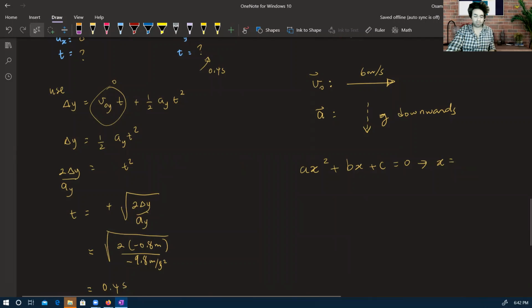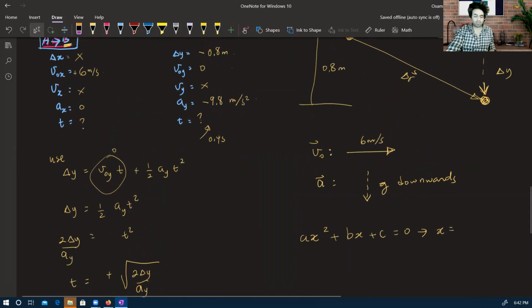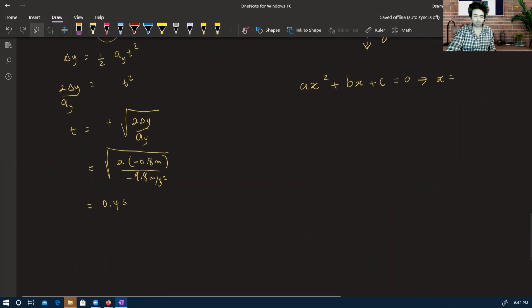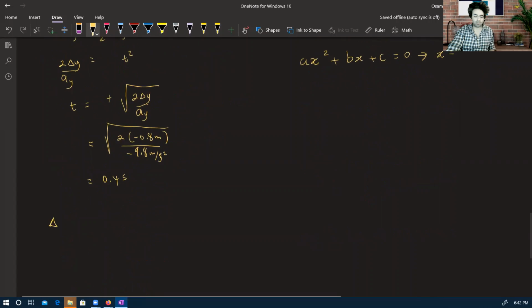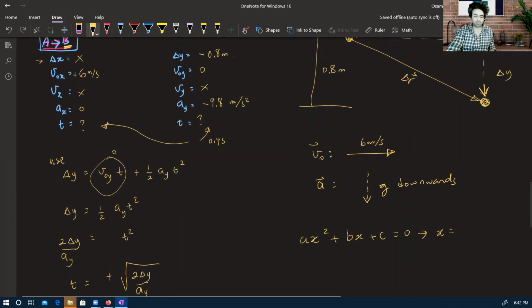But this time I'm looking for the X pieces. Now I still have a problem because I still have only two variables here in the X direction. So in principle, I don't know how to think about delta X, except that we've said before that the time is the same time. So since I found the time to be 0.4 seconds, I can think about it from the horizontal perspective to be the same thing. So I'm looking for delta X, and I know three variables. I know the initial velocity, the acceleration, and the time.